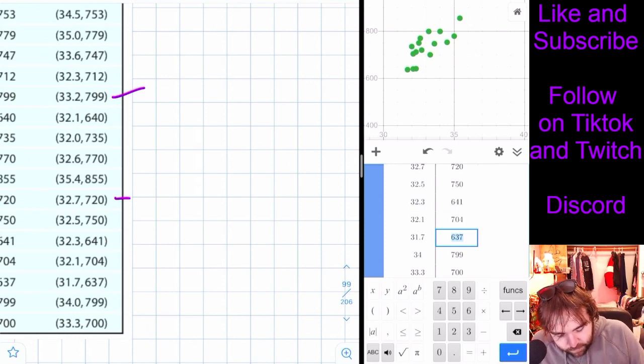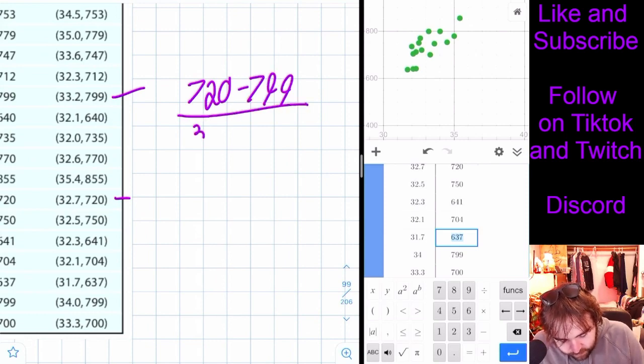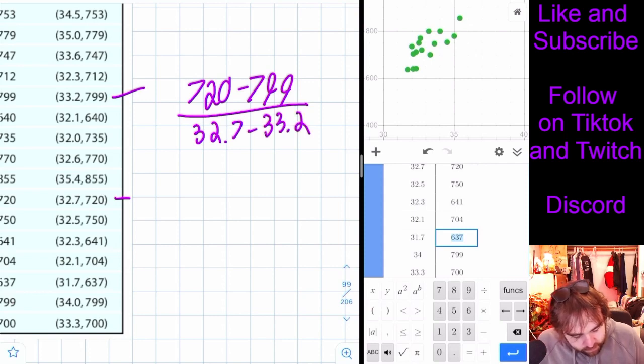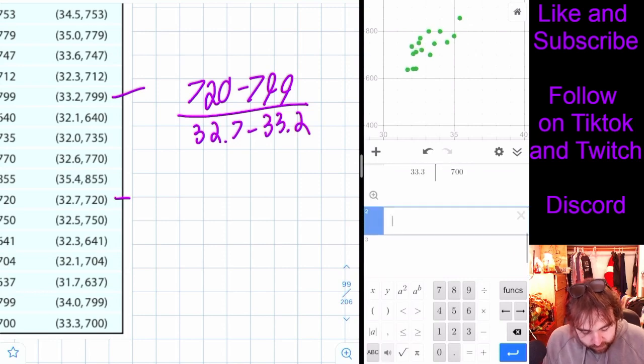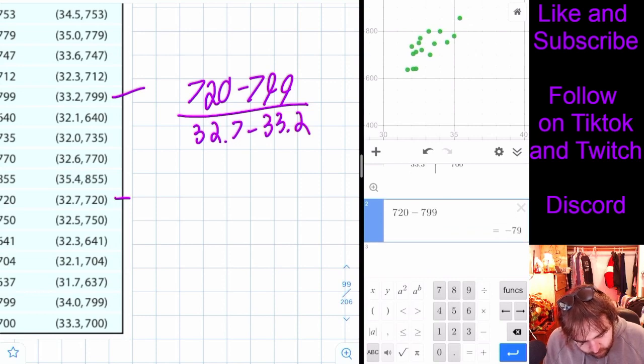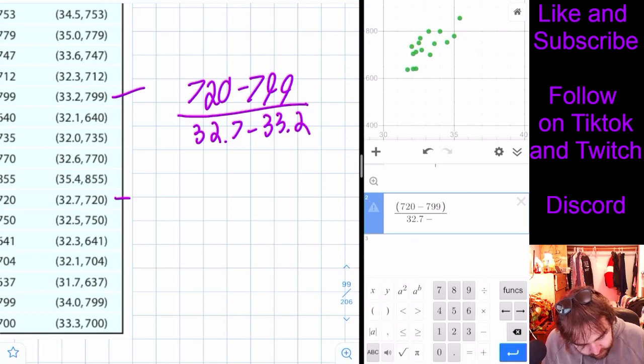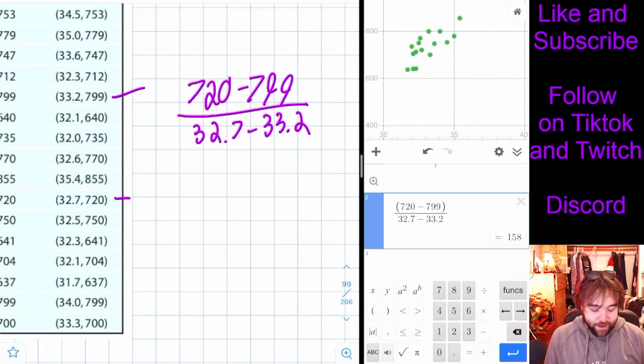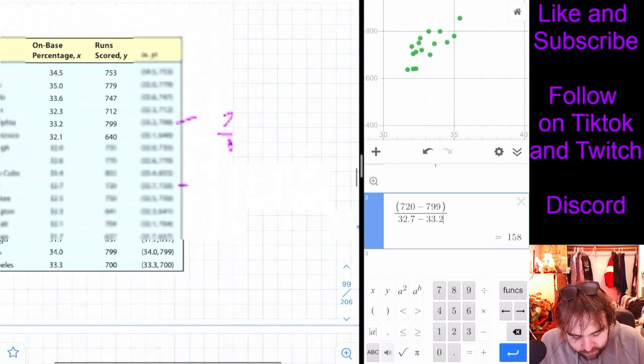So the difference in Y values, 720 minus 799, over the difference in X values, 32.7 minus 33.2. And I'll just go ahead and type that into the calculator here. So 720 minus 799, close the parentheses so we can divide 32.7 minus 33.2. Oh, perfect. Okay, 158. 158 is the slope. Nice. So that's what they asked for in A, right?